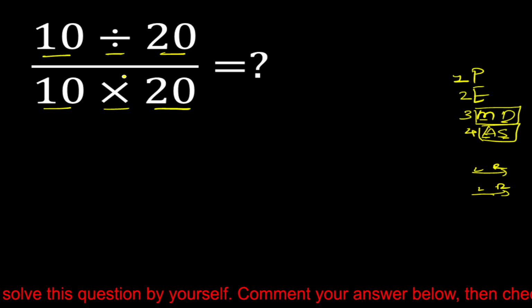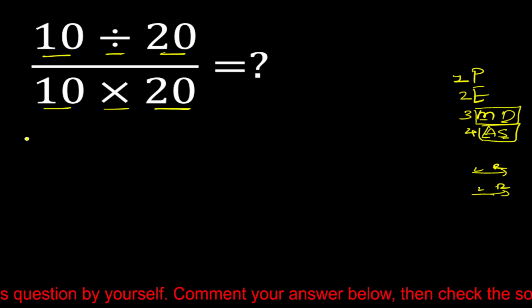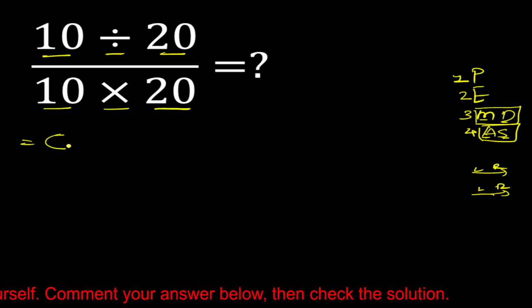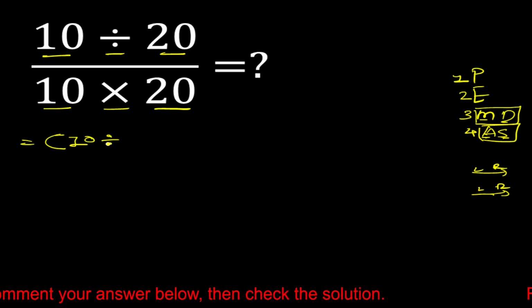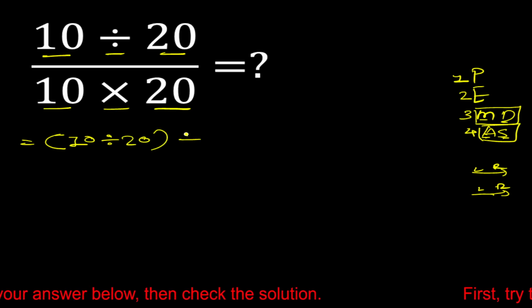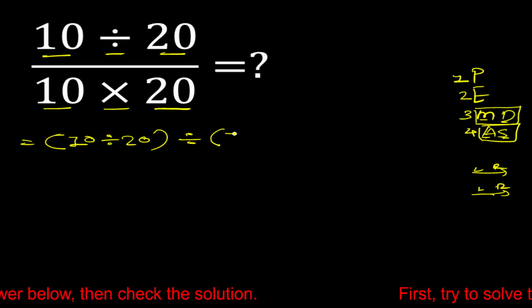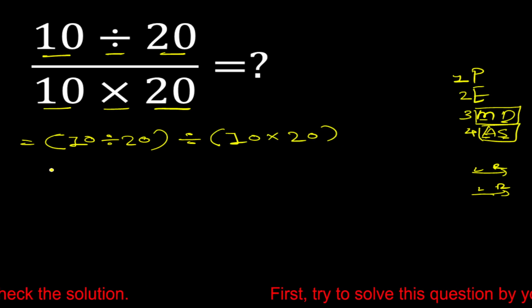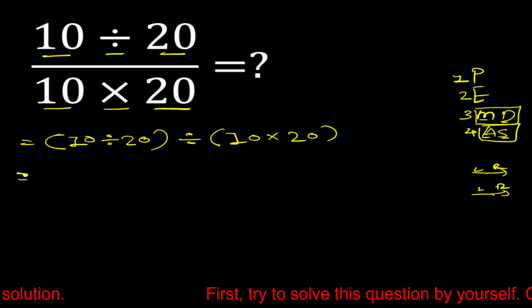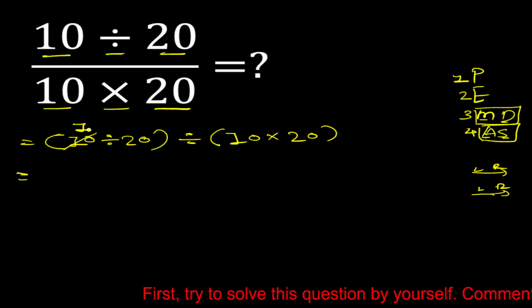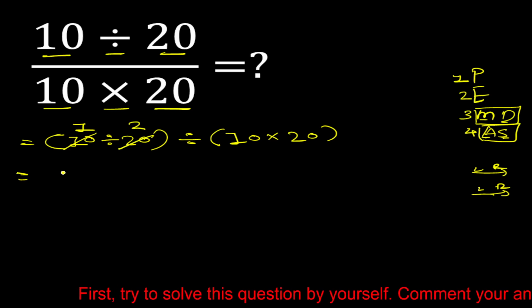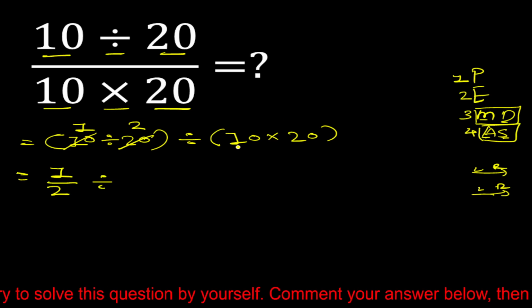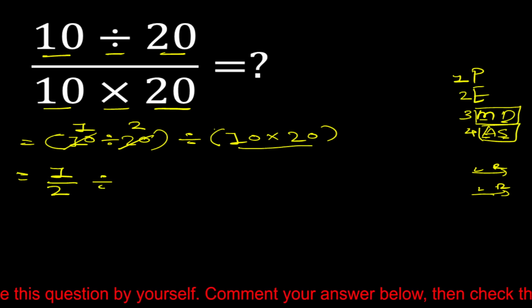Okay, so in this question, 10 divided by 20 can be written as, in the parenthesis, 10 divided by 20, then divide, now in the second parenthesis, 10 multiply by 20. Okay, now 10 divided by 20 is equal to 1 upon 2, because 10 divided by 10 is equal to 1, and 20 divided by 10 is equal to 2. Okay, so 1 divided by 2, then divide 10 multiply 20, because we have to solve parenthesis first.